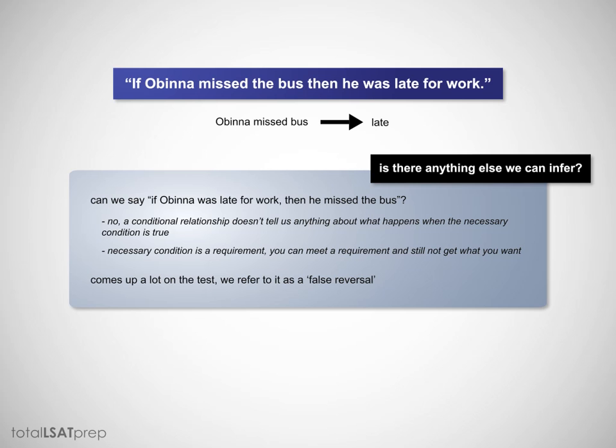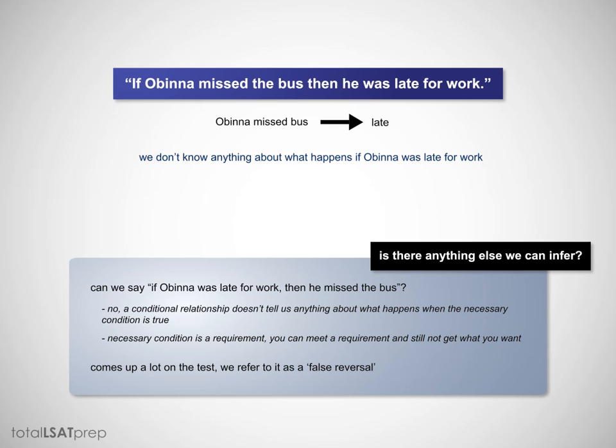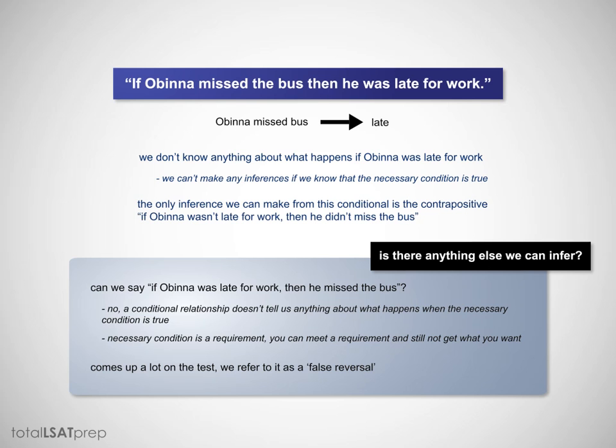So remember, all this conditional relationship tells us is that if it's true that Obina missed the bus, then it has to be true as well that he was late for work. We don't know anything about what happens if Obina was late for work. Once again, maybe he caught the bus but there was a traffic jam. Maybe the bus broke down. Maybe he forgot something and had to go back. The point is that we can't make any inferences if we know that the necessary condition is true. And the only inference we can make from this conditional is the contrapositive: that if Obina wasn't late for work, then he didn't miss the bus.